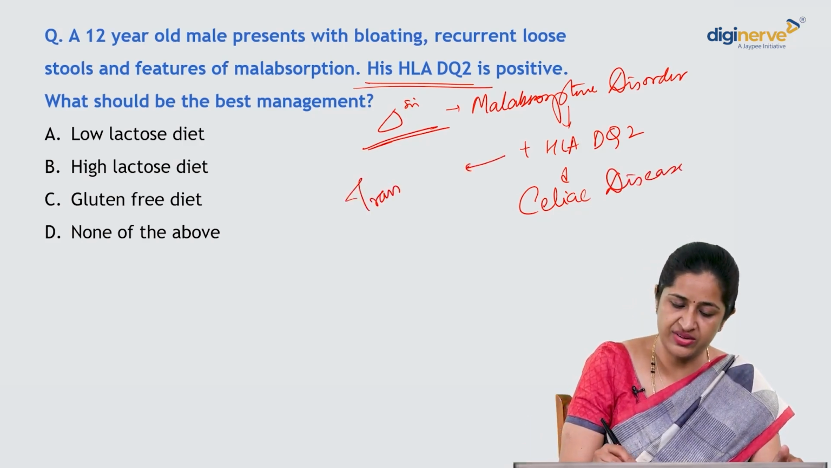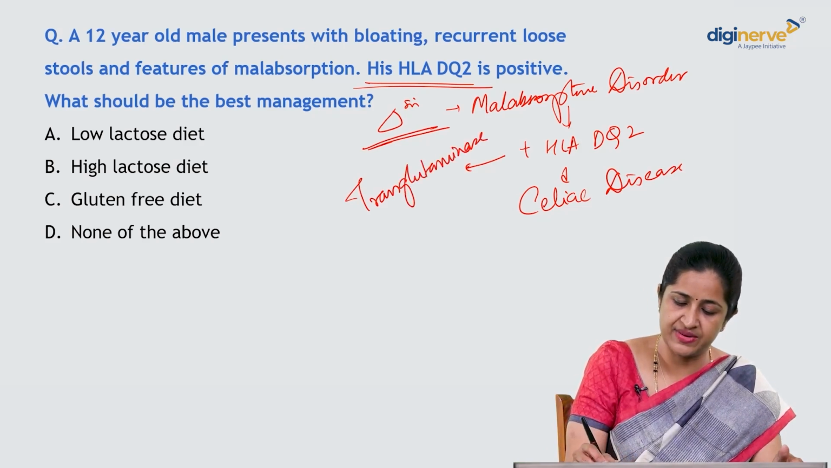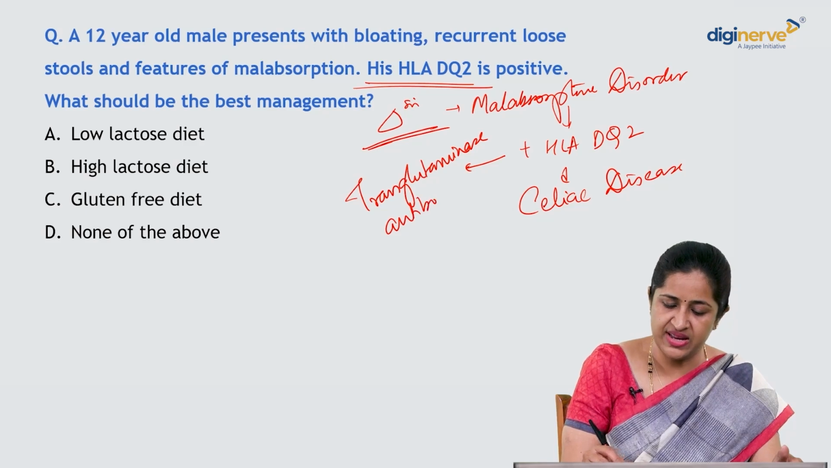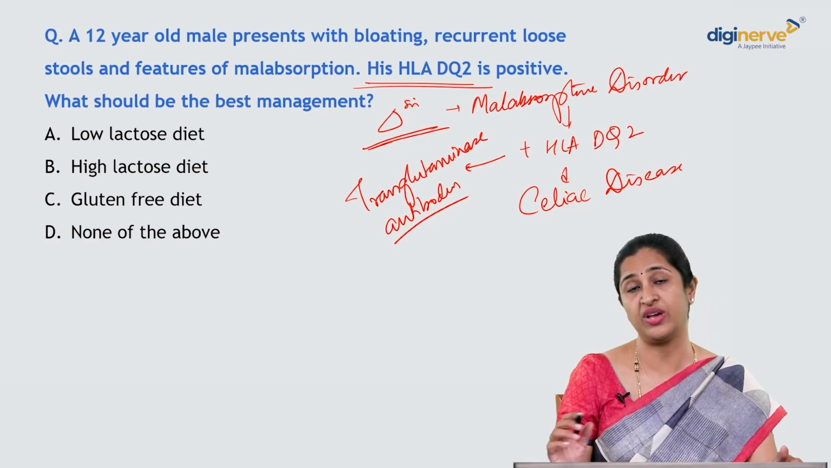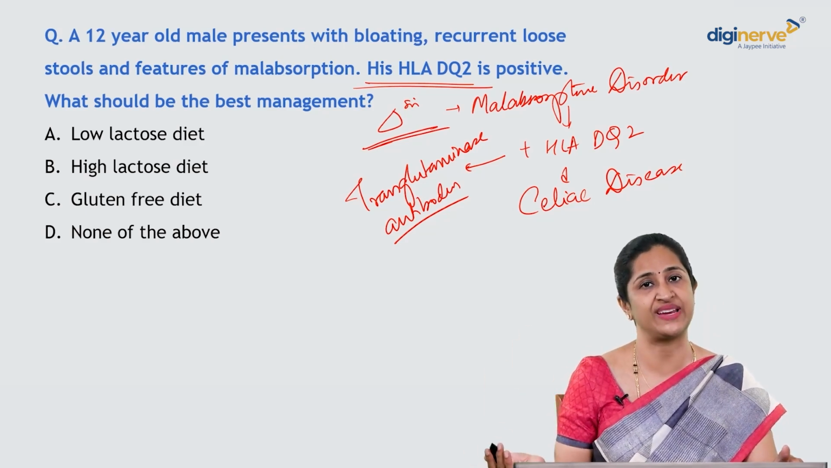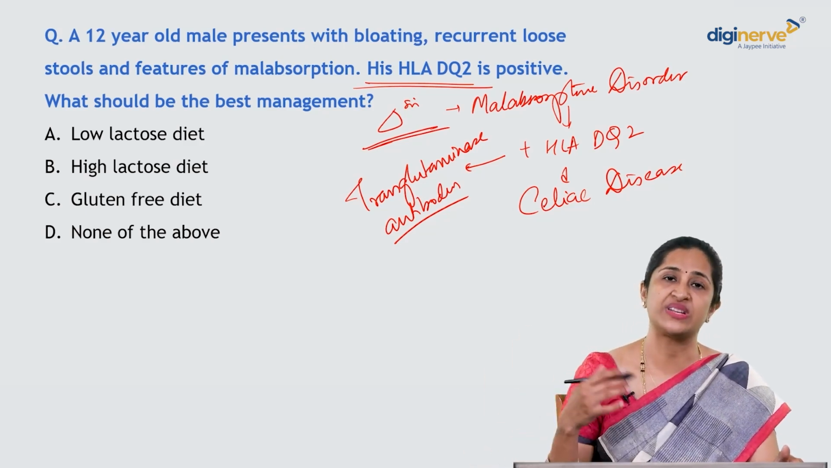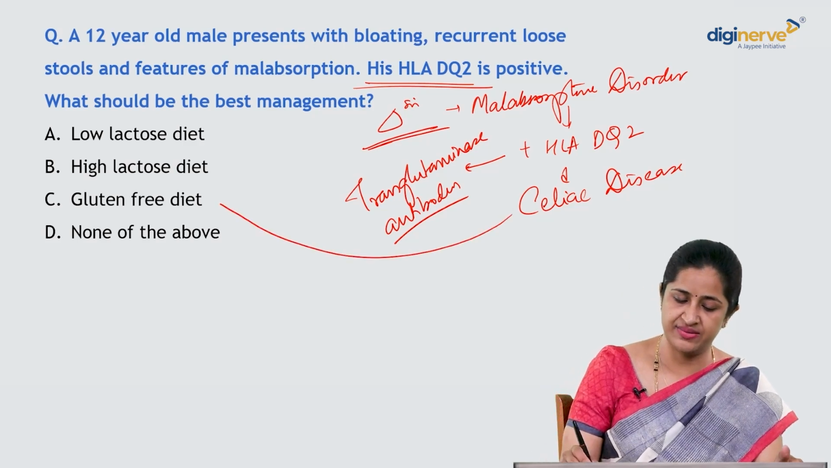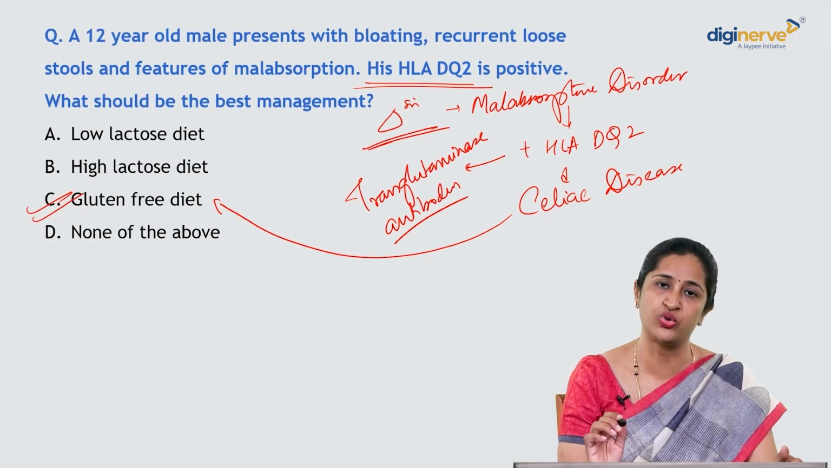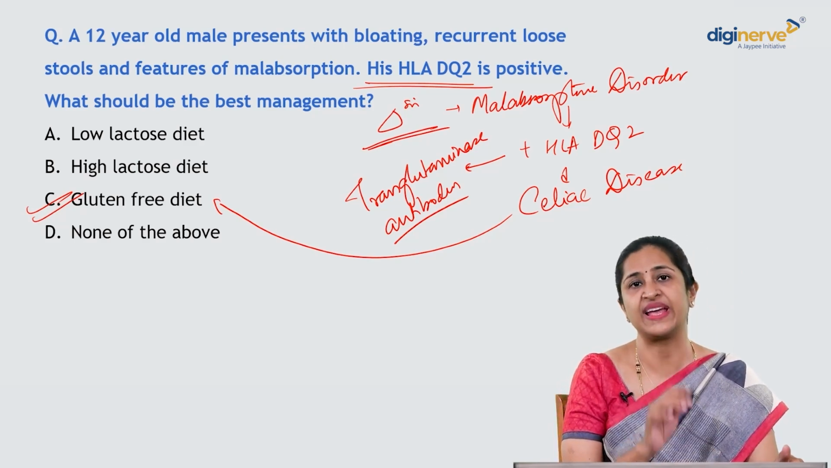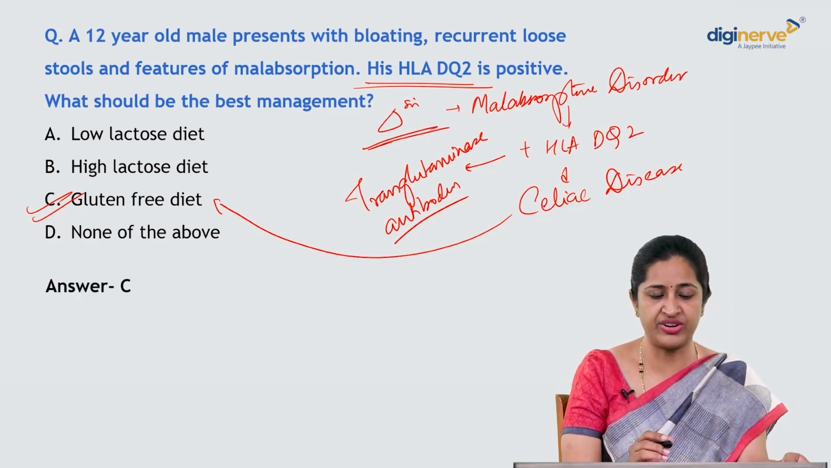Here is where you have the transglutaminase antibodies. So transglutaminase antibodies will be seen along with HLA-DQ2, which gives the diagnosis of celiac disease. So what is the management of celiac disease? Management of celiac disease is the gluten-free diet. So the correct answer is C, gluten-free diet.